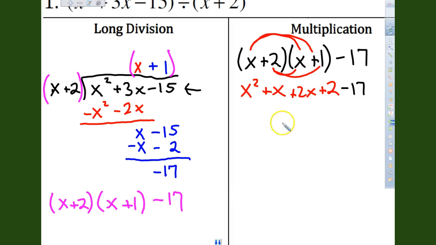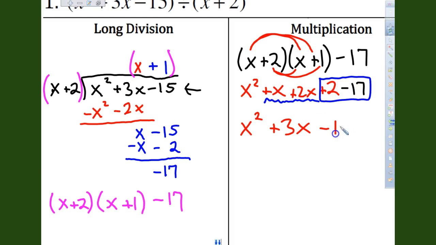So we have two sets of like terms. We have the x plus 2x, and then we have the 2 minus 17. Simplify both, and you have x squared, x plus 2x, 3x. 2 minus 17 is the minus 15. So these indeed do match, so we know it's 100% correct.